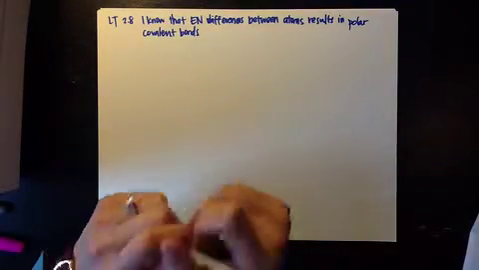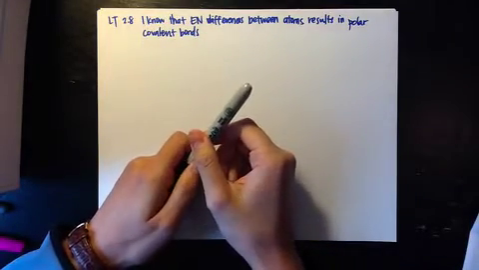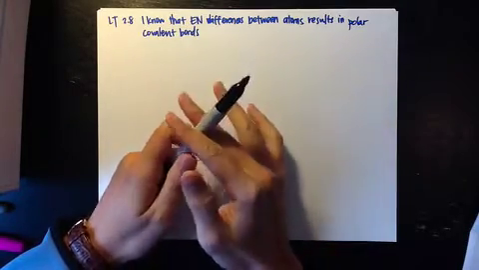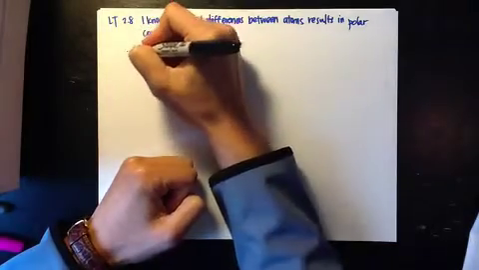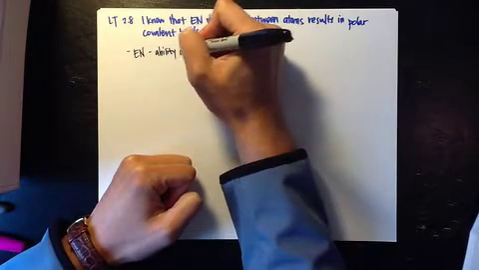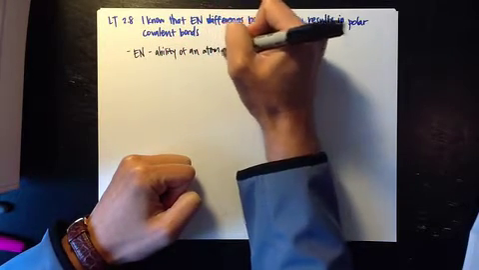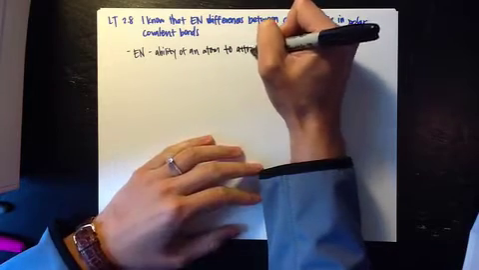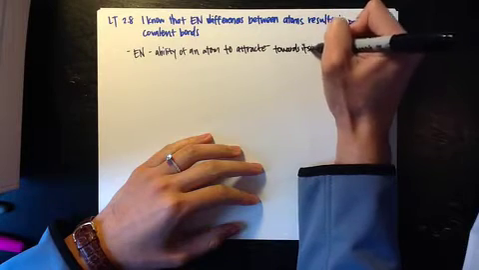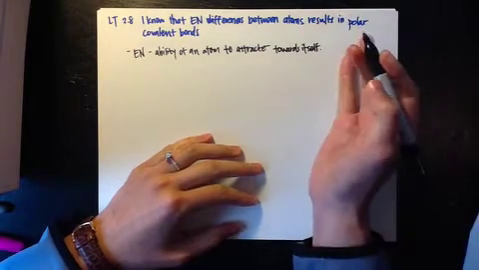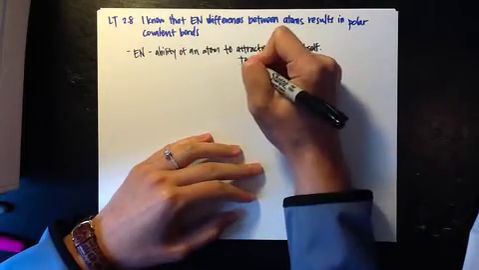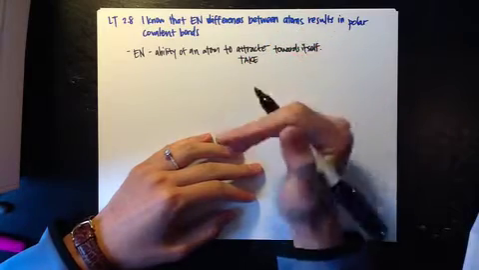Learning target 2.8: I know that electronegativity differences between atoms result in polar covalent bonds. Okay. Remember that electronegativity is the ability of an atom to attract electrons towards itself. Another way to think about this is the ability of an atom to take electrons from another atom. Okay.